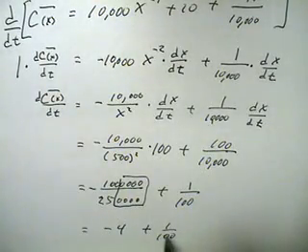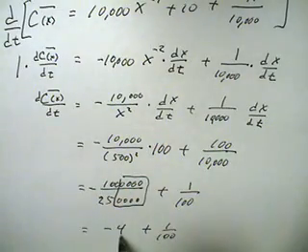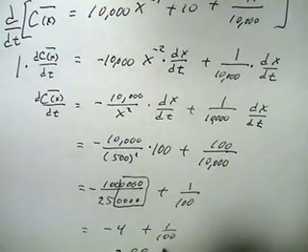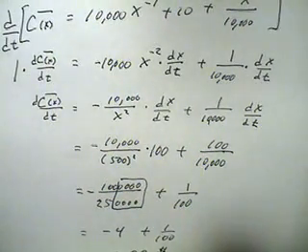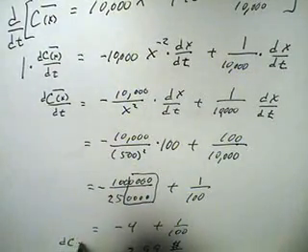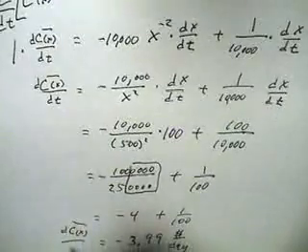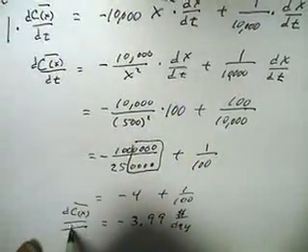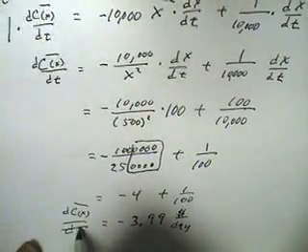Okay, so this is just about a penny. 1 out of 100 is a penny. This is negative $4, so that'll give us negative $3.99. And that's how many dollars per time, which is in days. So that's our change in the average cost function per change in time.